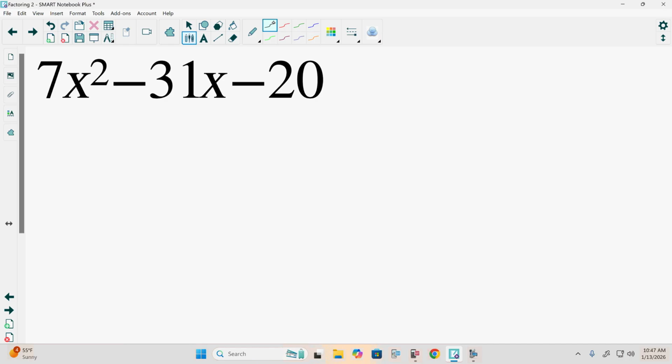So 7x squared minus 31x minus 20. The first thing we need to look for when factoring these quadratics is a greatest common factor. We need to see if there is a number or variable or both that can go into all three. So we have 7, 31, and 20. Well, the only numbers that would go into 7 are 1 and 7. 31 may or may not be, but we know 20 is not divisible by 7. So there is no greatest common factor amongst these three terms. So we'll go to our 2 sets of parentheses with 3 spaces since there is no greatest common factor.